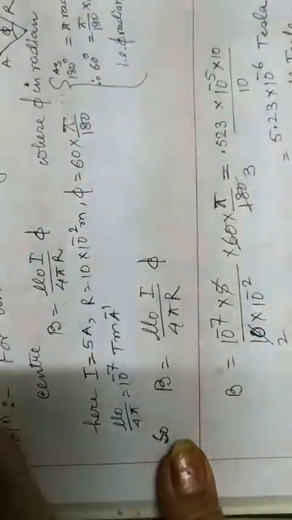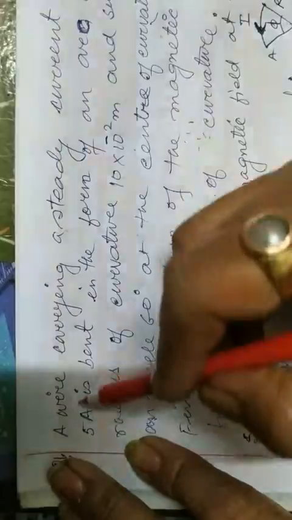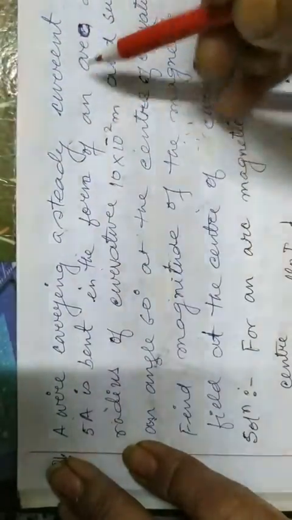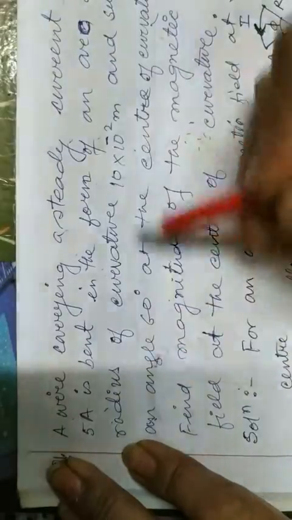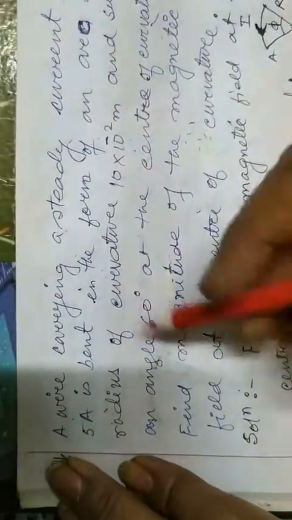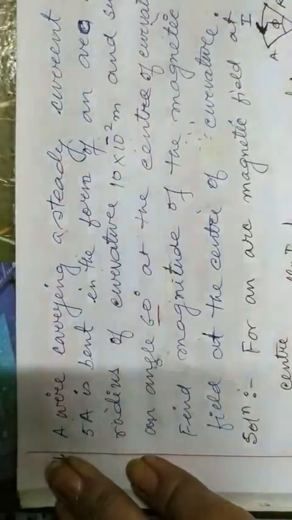Now some numericals are there on this arc. A wire carrying a steady current of 5 ampere is bent in the form of an arc of radius of curvature 10 into 10 to the minus 2 meter and subtends angle 60 degree at the center. Then find the magnetic field at the center.